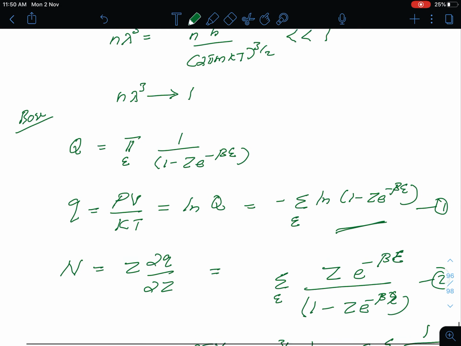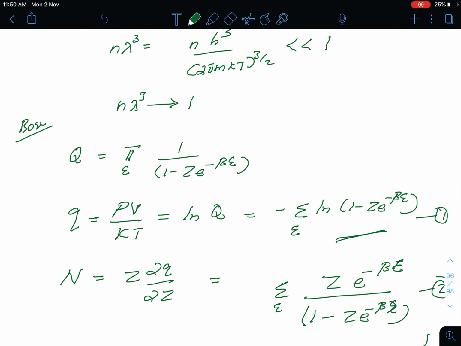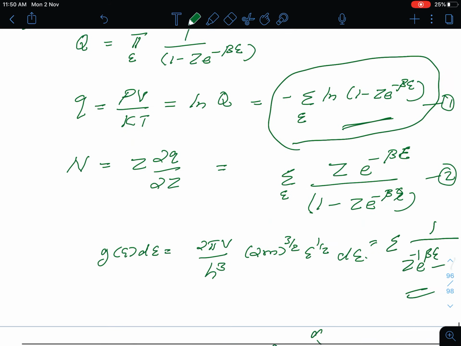So we know Q is equal to this, right? Q is equal to this, PV by KT is equal to this. So put E is equal to 0 in this term. What will happen? E is equal to 0, this becomes ln 1 minus z e raised to 0. That is ln 1 minus z. So minus ln 1 minus z.